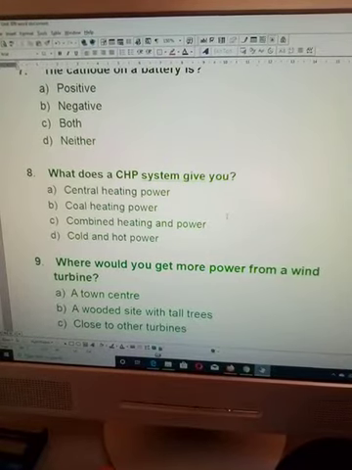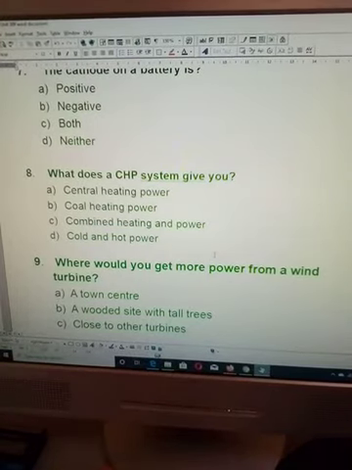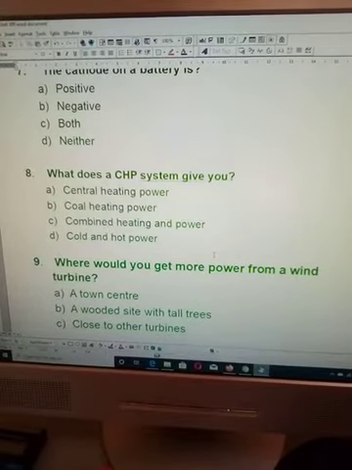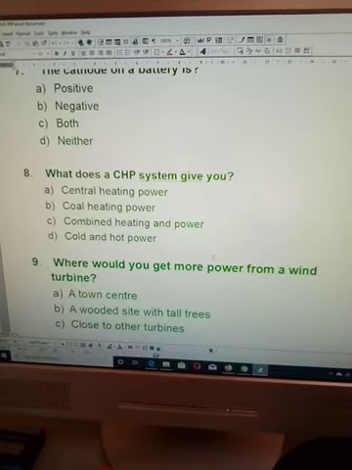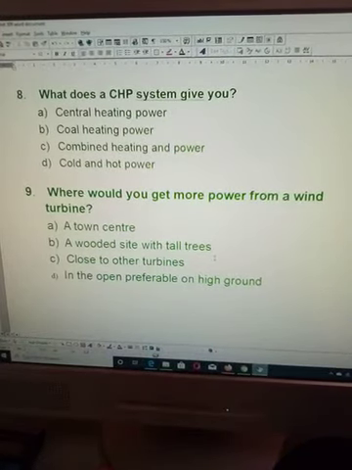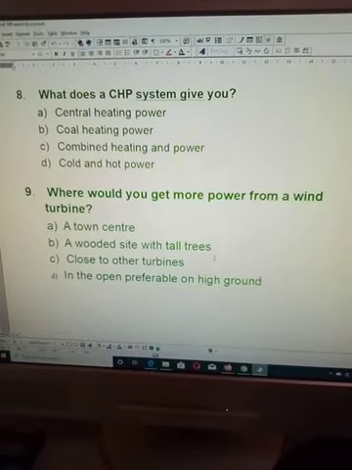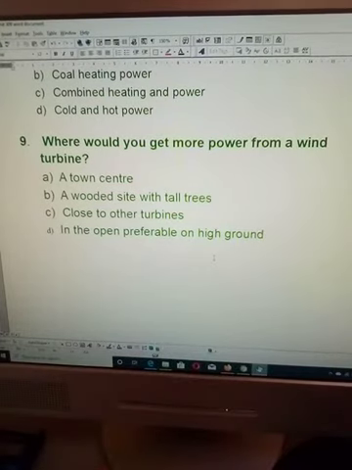What does a CHP system give you? Now, obviously, it could give you cold and hot power, or it could give you cold and hot water. Such could be the case, but again, it is for you to find out based on research and the information given to you. It is already written, and it is a matter for you to establish the requirements that you're looking for. This enables you to apply your own system or method of learning, and it allows you to adapt it to your own style.